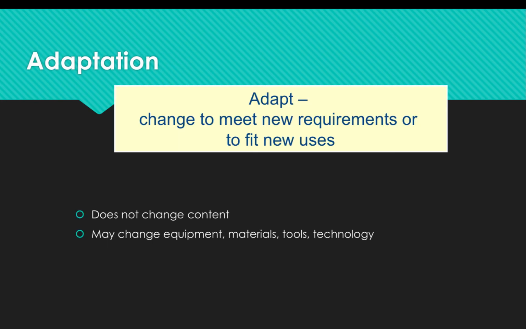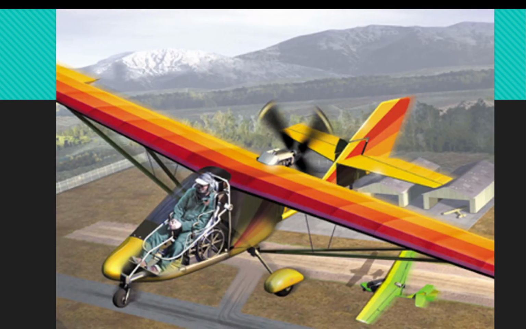Adapt is just another piece of accommodate. It's to use things in new ways. Most often we're talking technology. And we talked about this airplane being an adapted cockpit. So it doesn't change the task. It just allows this individual with a disability to fly the plane.